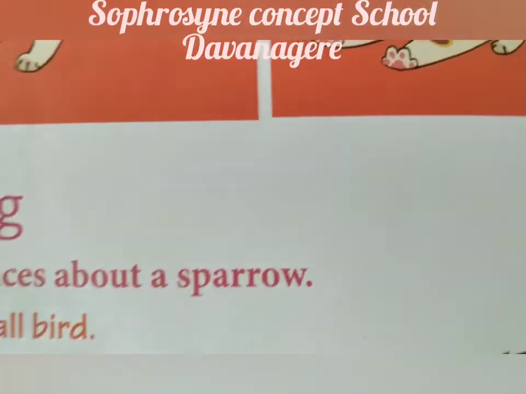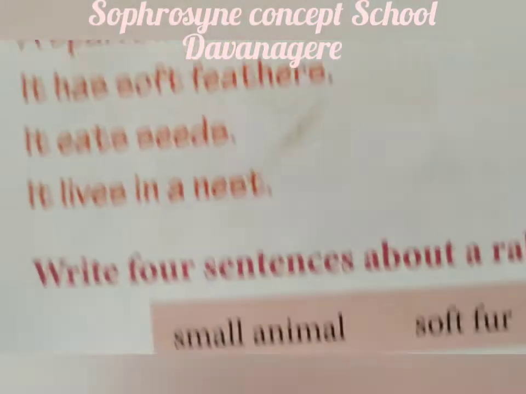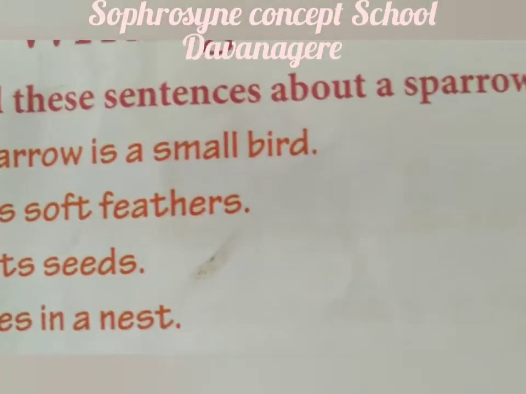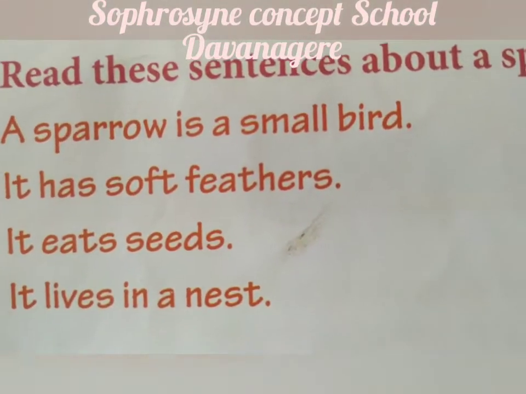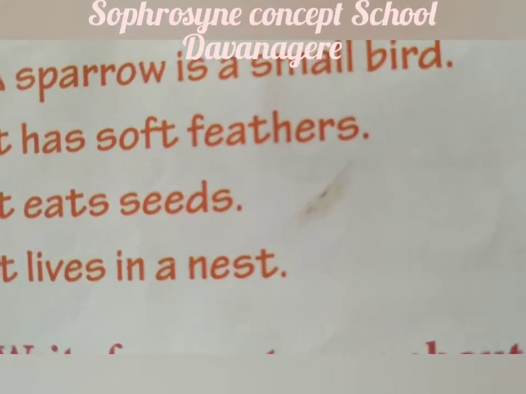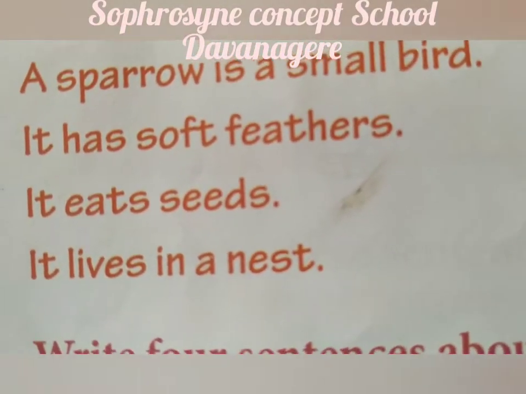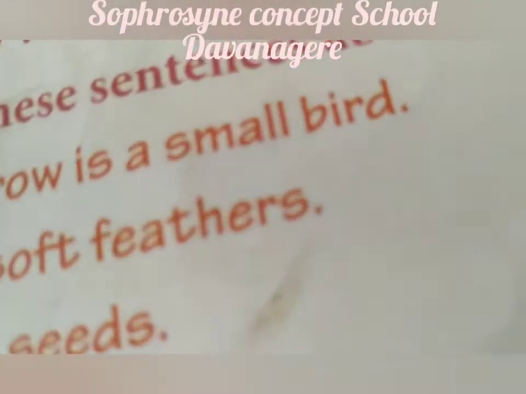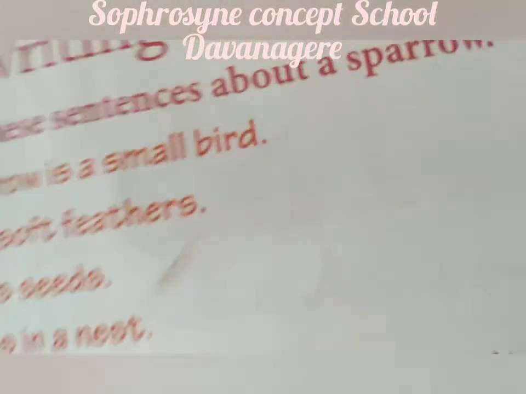Got it? Yes. Next here, see, read these sentences about a sparrow. A sparrow is a small bird. It has soft feathers. It eats seeds. It lives in a nest. So like this, four lines are there about birds.